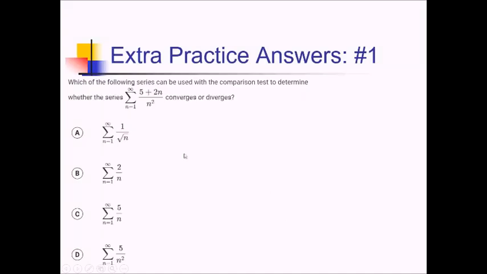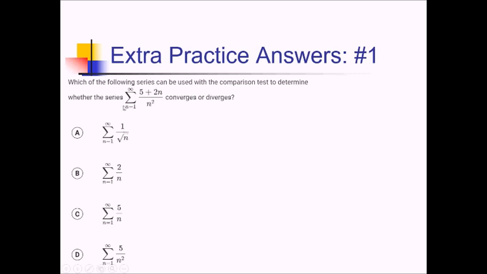For this one, we want to know which of these series can be used with the comparison test to determine if this series converges or diverges. So just in general, this series is going to behave pretty similarly to 2n over n squared, which is kind of like a 1 over n situation. This ought to behave just like the harmonic series in terms of converging or diverging. So it's probably going to diverge.